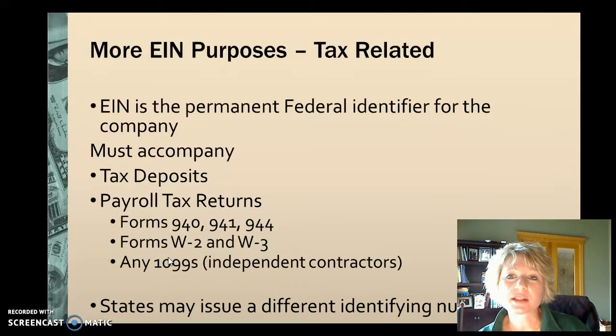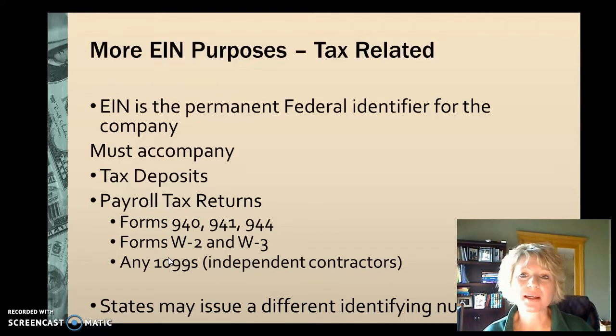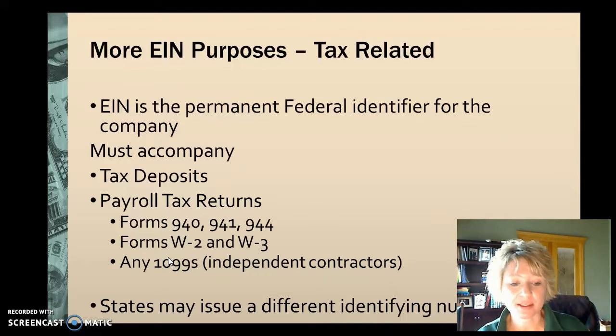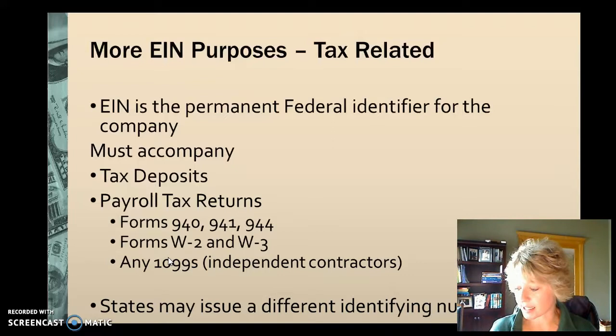The EIN number, like I said, the employer identification number, is a permanent federal identifier for the company. Every business has an EIN number. It must accompany the tax deposits, the payroll tax returns that are conducted for Forms 940, 941, 942, along with the W-2s and W-3s, and any 1099s that are completed for independent contractors. States may issue different identifying numbers depending on where they operate within the state.